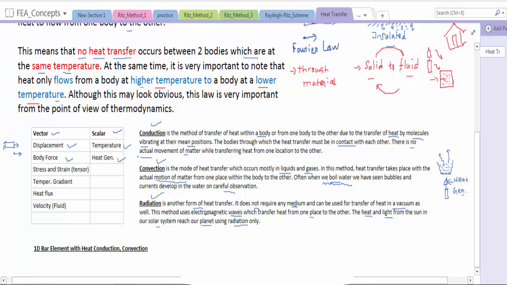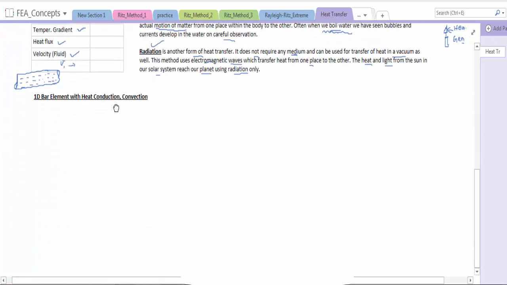So let us discuss stress and strain later. It is a tensor, and other similar examples are temperature gradient, heat flux, and velocity. So these are all vector quantities. Now let us discuss a 1D bar element with heat conduction and convection.